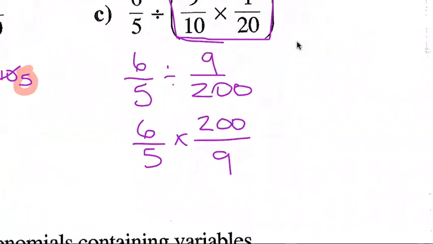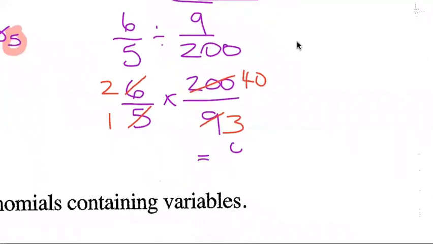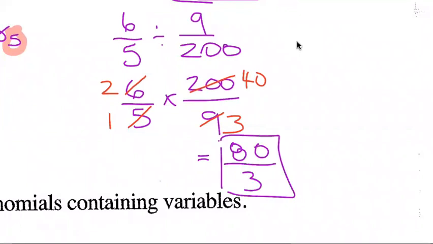And then we can do some reduction. 6 and 9 is going to reduce to 2 and 3. 5 and 200 is going to reduce to 1 and 40. And then I think that's all the reduction that we have. So then we go 2 times 40 is 80. 1 times 3 is 3. 80 over 3. Final answer.